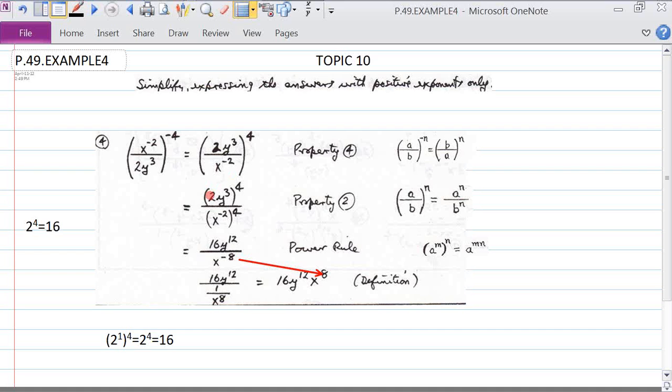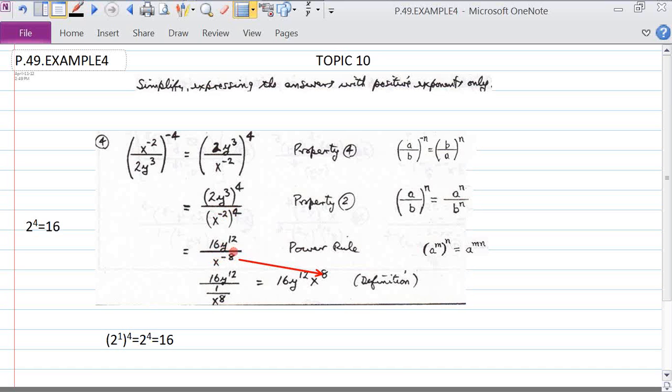So once we've got this, we're going to take each individual component. We're going to actually break this into the numerator part and the denominator part. So we're going to apply the 4th power to the 2y cubed right here, and we're going to apply the 4th power to the x to the minus 2 right here. So now we have 2 to the 4th, which is 16 right here. We're going to multiply 3 times 4, we get 12. And this is going to give us minus 2 times 4, which gives us minus 8.